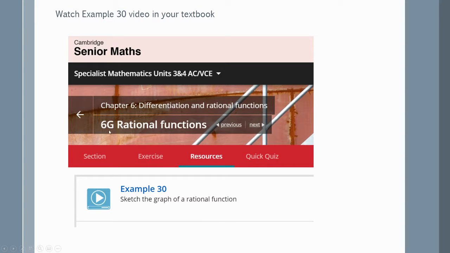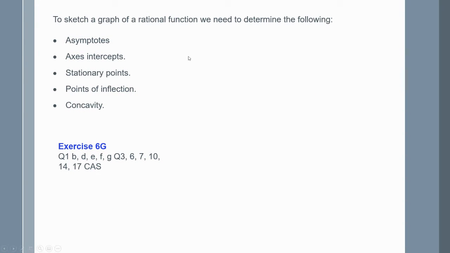So if you go to 6G chapter and resources, there is the video example 30 showing another example of a rational function. So to sketch a graph of a rational function, we need to determine the asymptotes, axis-intercepts, stationary points, again, might be there or not, points of inflection, and concavity. So please attempt this exercise, try those questions by hand, and 17 with CAS. And ask for any help if unsure.